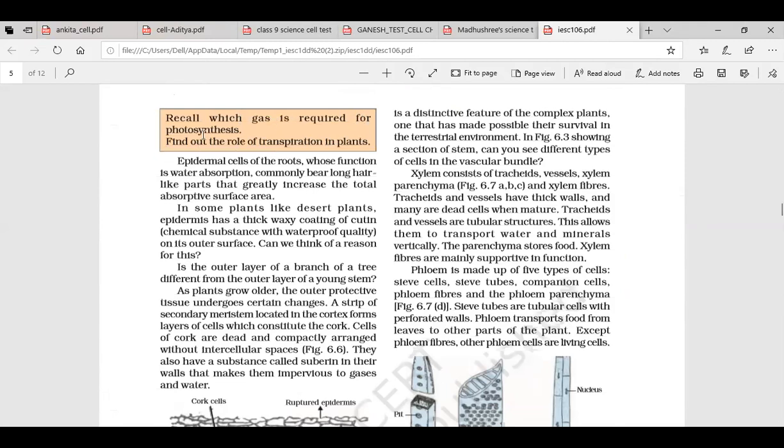Recall which gas is required for photosynthesis? Carbon dioxide. Find out the role of transpiration in plants. What does transpiration do? It releases the excess water in the plants in the form of water vapors. Yes, right. Transpiration excretes out excess water from the plants. Means water has been taken, but if the plant doesn't need water, it will give out that water. That is done with the help of the transpiration process.